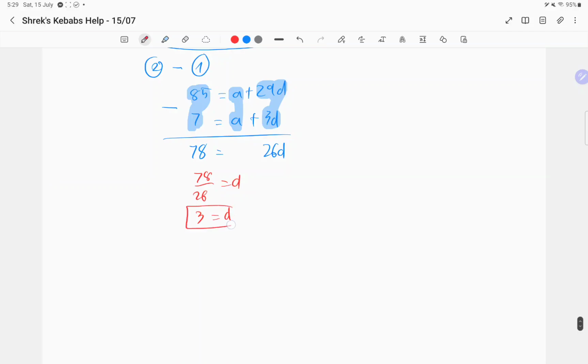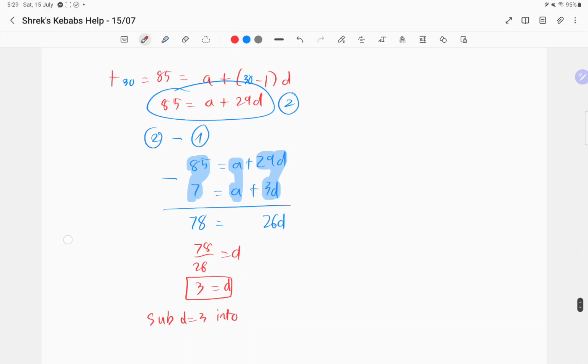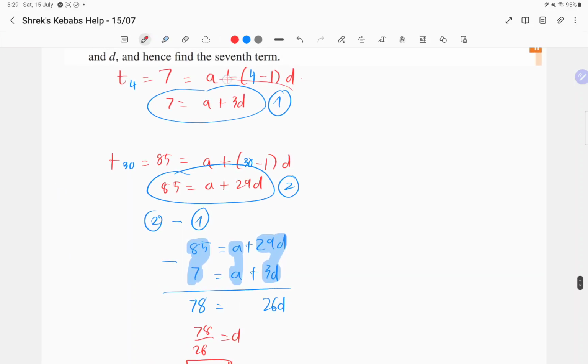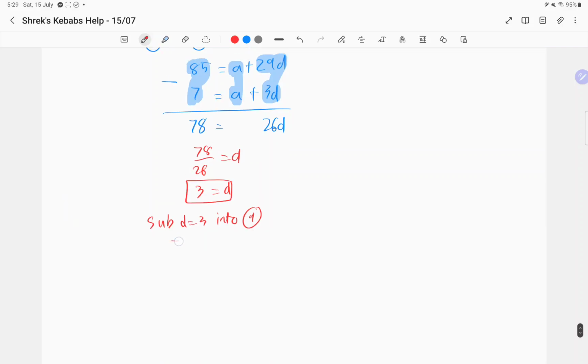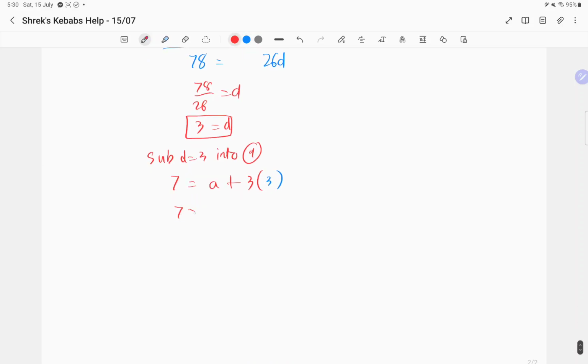Now, how do we find A based on this? Well, if I substitute D equals 3 into equation number 1, which is 7 equals A plus 3D. But remember, we're substituting 3 into D, so that will be 3 times 3. And then you can solve for A from here. So 7 equals A plus 9. Subtract 9 on both sides. 7 minus 9 equals A. So negative 2 equals A.